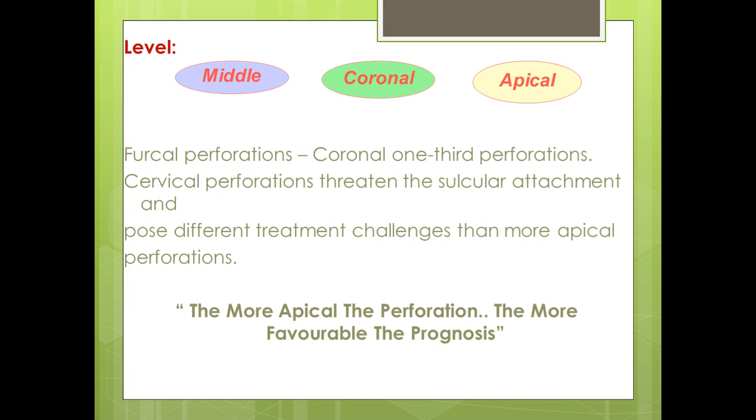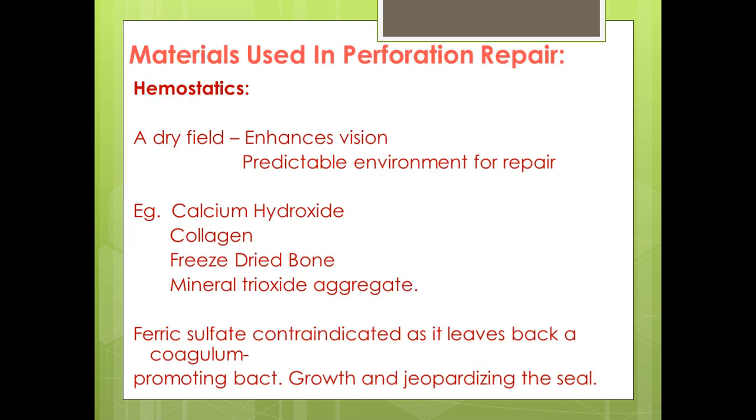So the levels are middle, coronal, and apical. In the coronal region, the prognosis will be good, worst in the region of apical, better in the region of middle level. So the more apical the perforation, the more favorable the prognosis. Middle third is a bit of a challenge for us, and also apical. Coronal will be the better one to seal it properly.